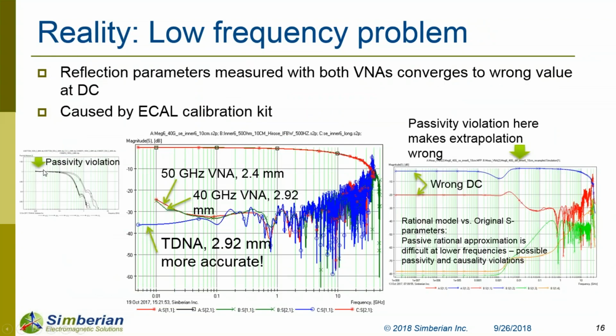Yes, and also this caused some passivity problems at the lowest frequencies. So the S parameters were non-passive, non-causal at the lowest frequencies, which is strange. I mean, usually you think it's the highest frequencies that are difficult, but not here. So making a broadband frequency measurement from DC up to 40, 50 gigahertz is really challenging, even for these high-end VNAs that cost hundreds of thousands of dollars.